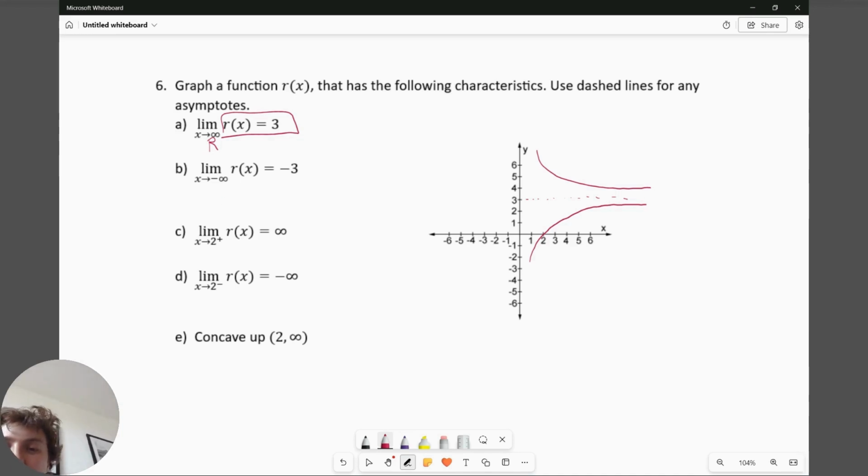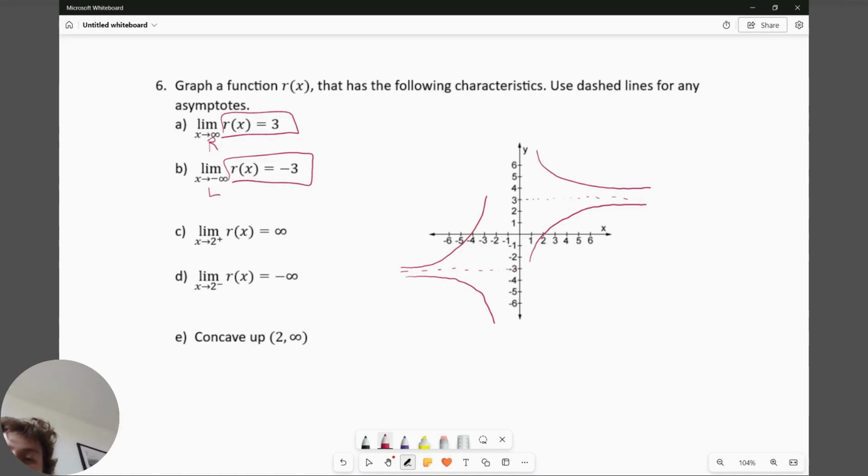Now, this next statement says the limit as x goes to negative infinity, so that's the left side of our graph. Our function is now equal to negative 3. So along negative 3 towards the extreme, the outside, my function will do something like this. Again, we don't know if it's top or bottom yet.